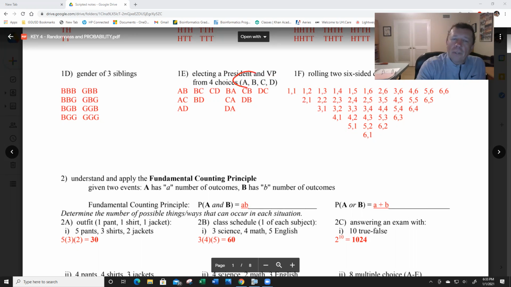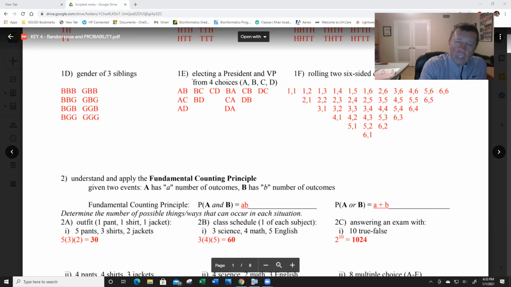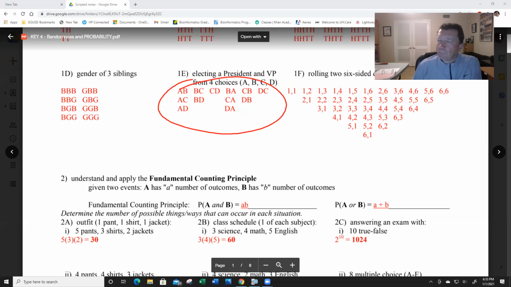So you can tell that there's 4 ways to have a president, and the 3 left fight it out for the vice president. 4 times 3, there's 12 of them. So you're looking for 12 of them. Doesn't take too much common sense to get that. And of course, here they are. Okay. All right, now rolling a dice.